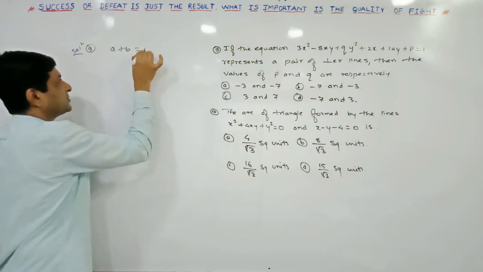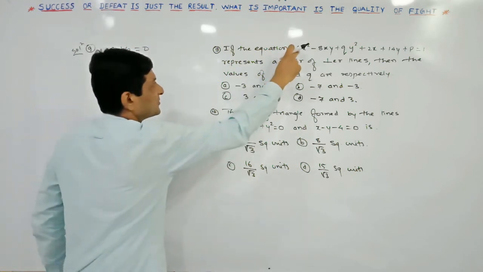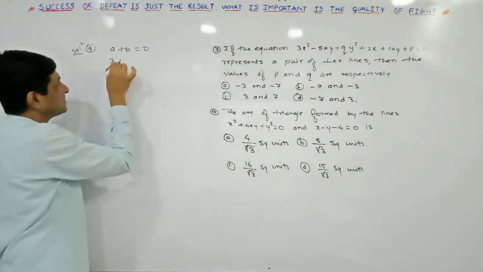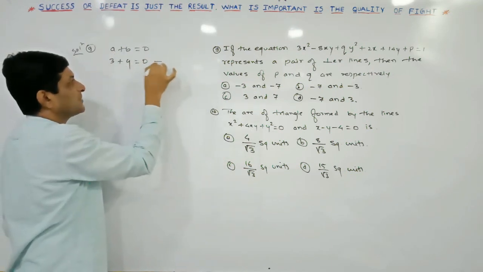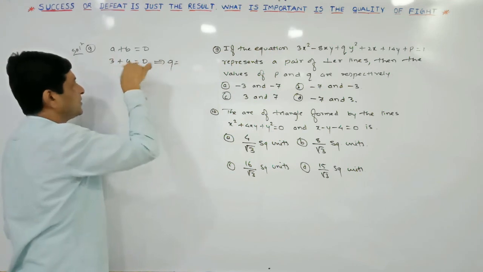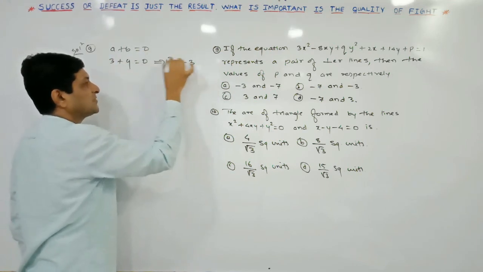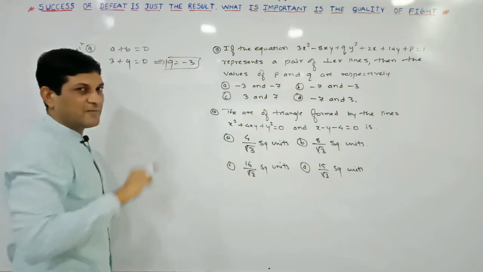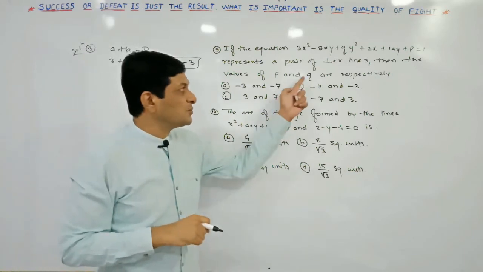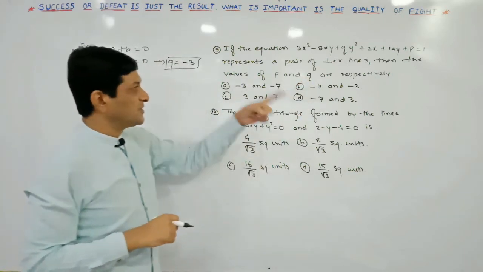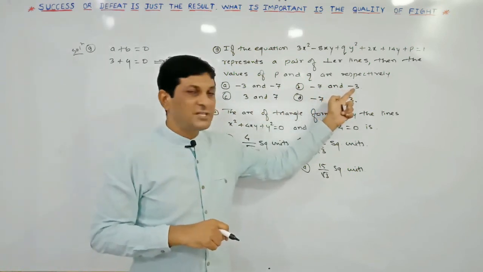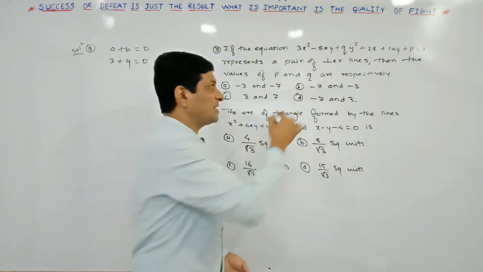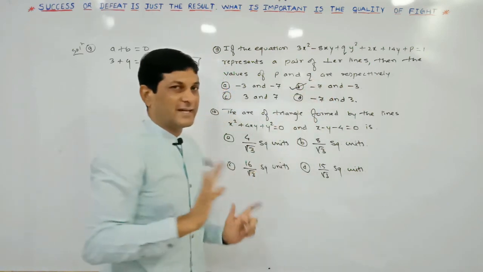So now we are substituting the value of a. A is what here? 3. A is equal to 3 plus b, b is equal to what? q. So 3 plus q is equal to 0, which implies that q is equal to minus 3. In this way we have got our one required value q. So q is known to us. If you observe the options, only in one option is q equal to minus 3 given to us. That's why we can conclude that B option is the correct answer here.